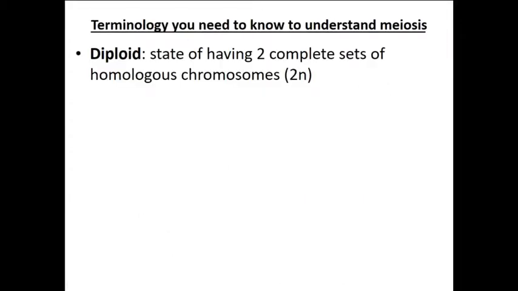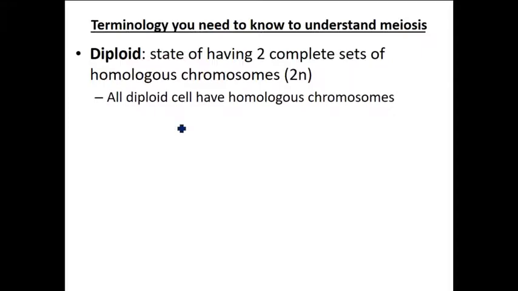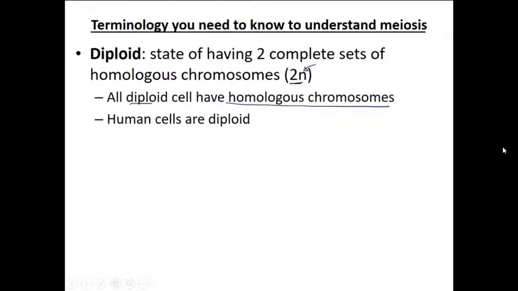All right, which leads us to the term diploid. Diploid is the state of having 2 complete sets of homologous chromosomes. In other words, every chromosome has a pair, and you have 2 copies of every chromosome. And because you have 2 copies of every chromosome, you have 2 copies of every gene. We can shorthand a diploid 2n, where n is the number of chromosomes, and you have 2 of those. All diploid cells have homologous chromosomes, so each chromosome is going to have a buddy, its homologue. Human cells, our regular adult cells, are diploid.